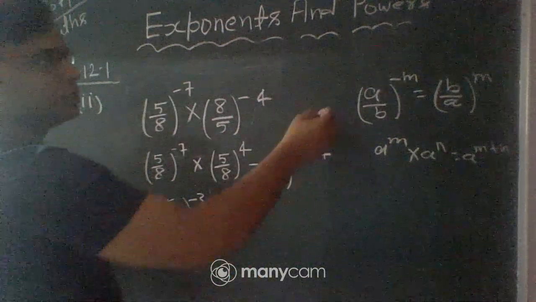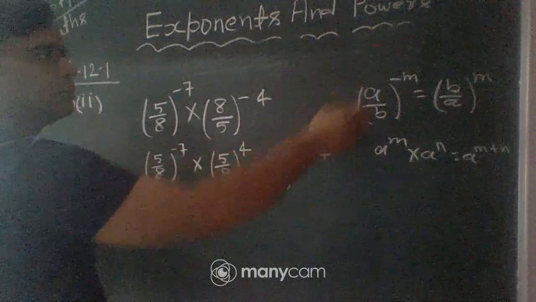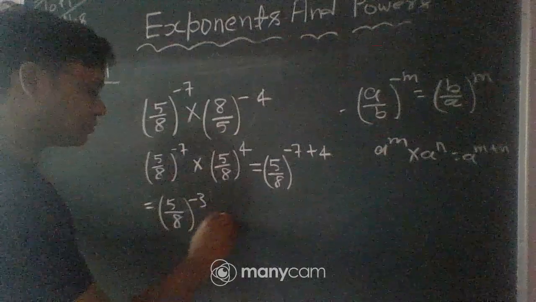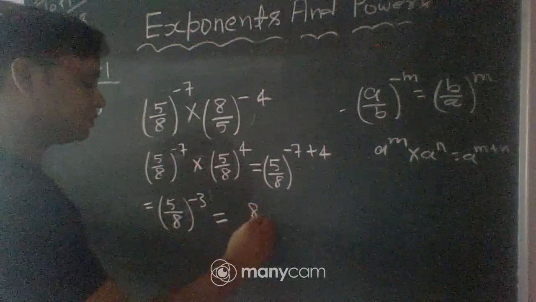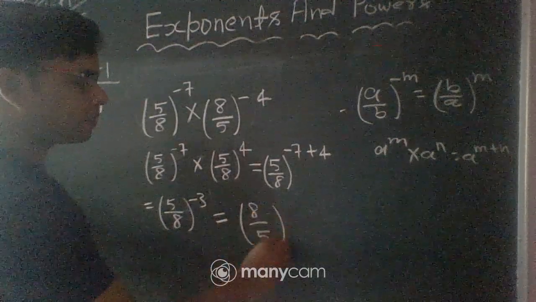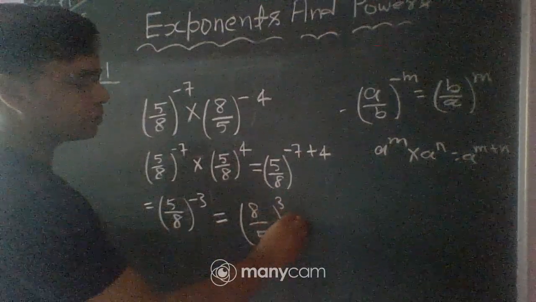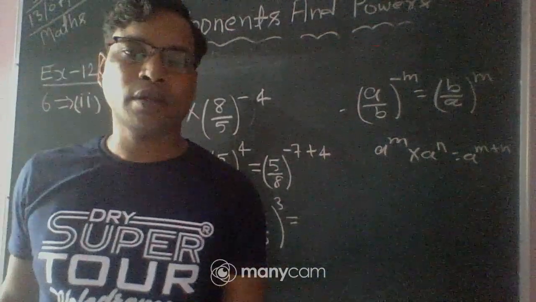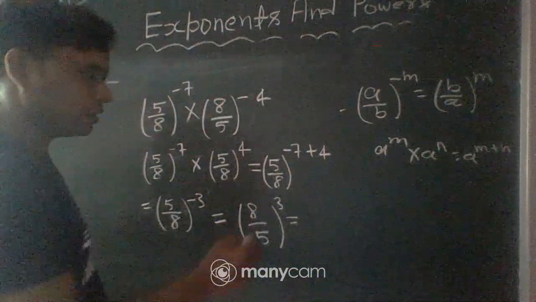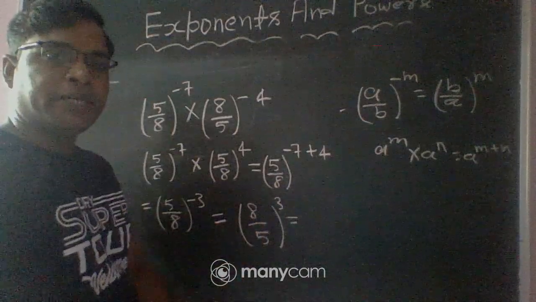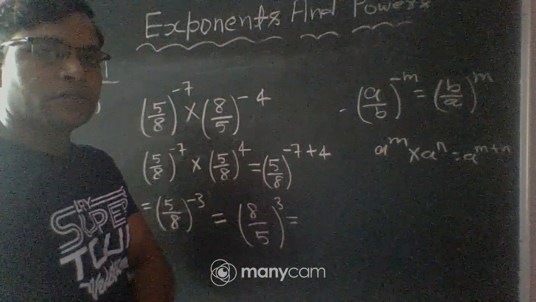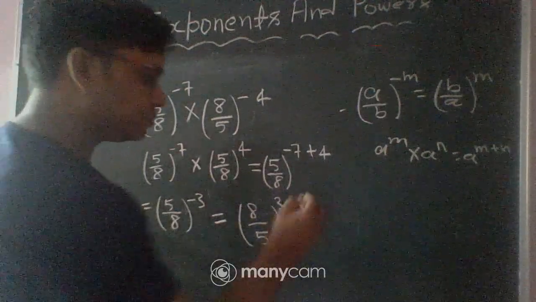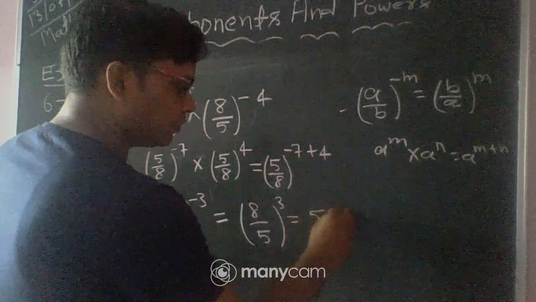As we use this law, a by b power minus m is equal to b by a power plus m, so you find that (8 by 5) power 3. This is equal to, you can write it, 8 multiplied by itself 3 times, 8 into 8 into 8. So 8 into 8 is 64, 64 into 8 is 512, 512 by 5 power 3.